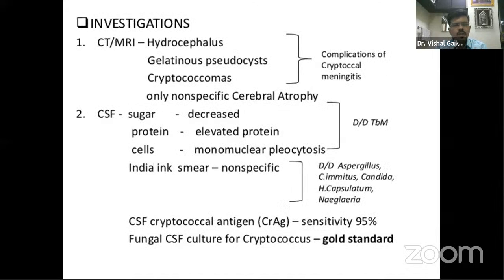MRI is fairly specific if there is presence of gelatinous pseudocysts, along with hydrocephalus or cryptococcomas; that may give a clue to the cryptococcal infection. Along with that, CSF again will be classical, with low sugar, elevated proteins, and a mononuclear pleocytosis. But it could be another differential for TBM with low sugar. India ink is actually a non-specific test, but if it is positive, it will suggest the infection; the sensitivity is pretty high, the specificity is comparatively low. CSF cryptococcal antigen has a high sensitivity of 95%, but the gold standard would be fungal CSF culture for the cryptococcus.